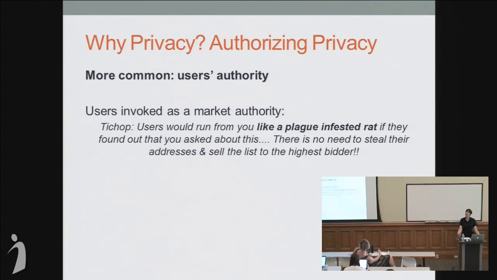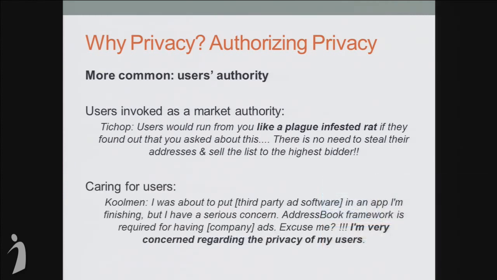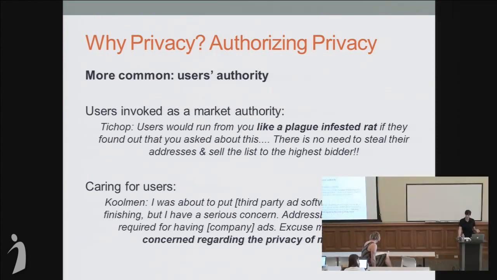In other examples, though, care for users is explored. So Coolman writes, "I was about to put third-party software on an app I'm finishing, but I have a serious concern. Address book framework is required for having company ads. Excuse me? I'm very concerned regarding the privacy of my users." So in this instance, a developer is reluctant to share address book information with a third party, expressing his sense of care for his users' privacy.